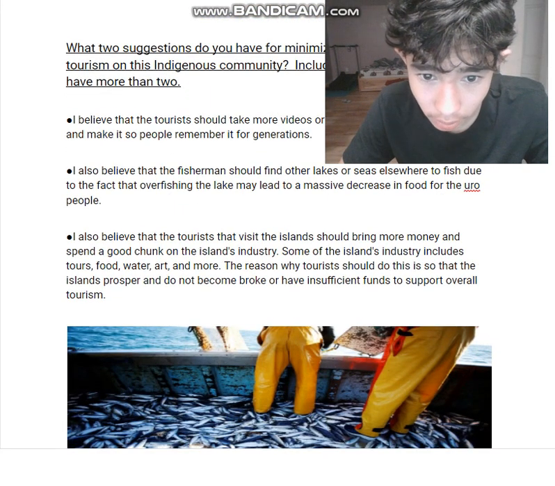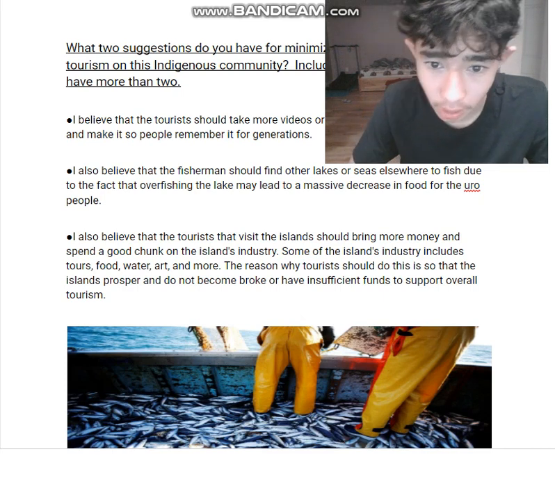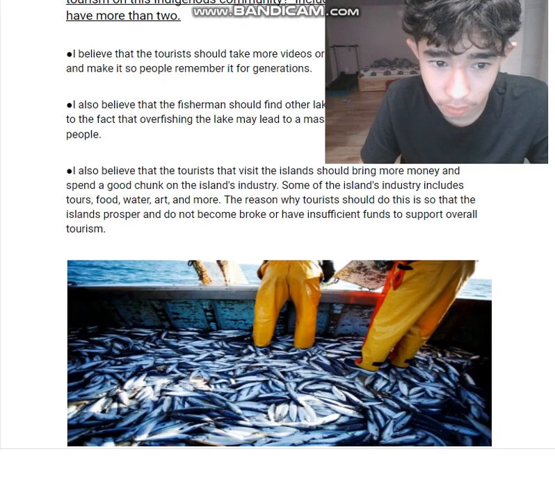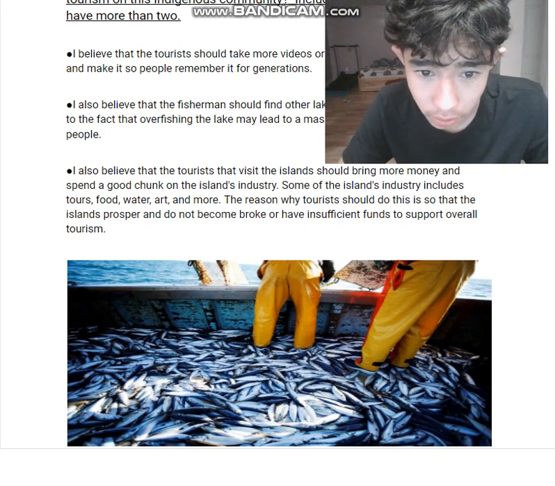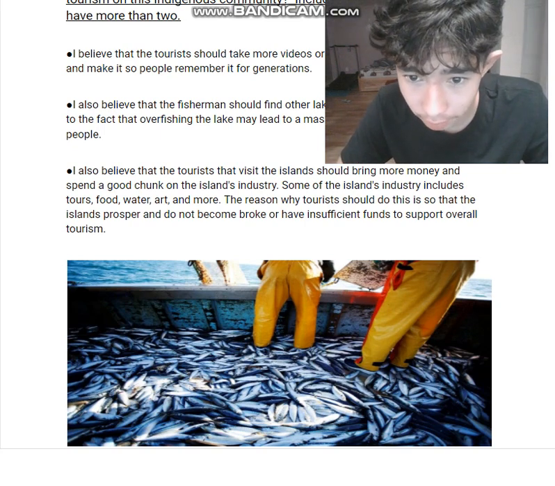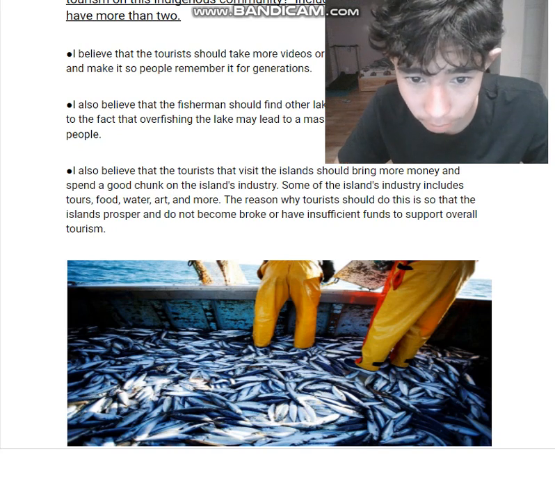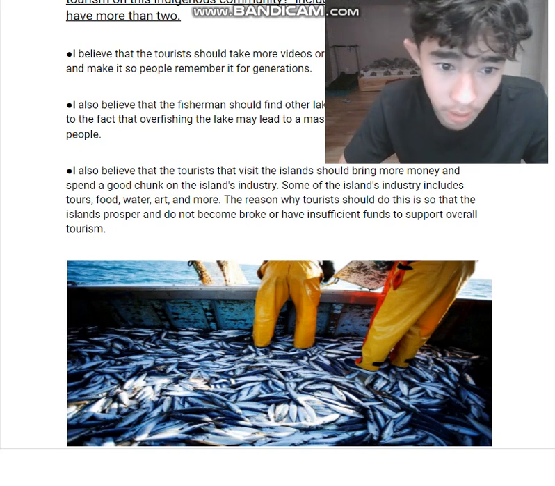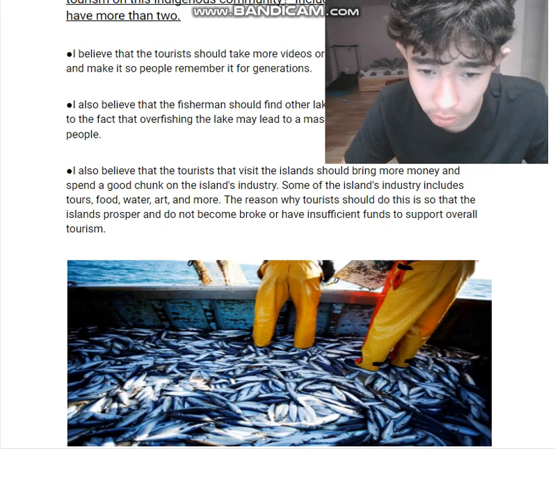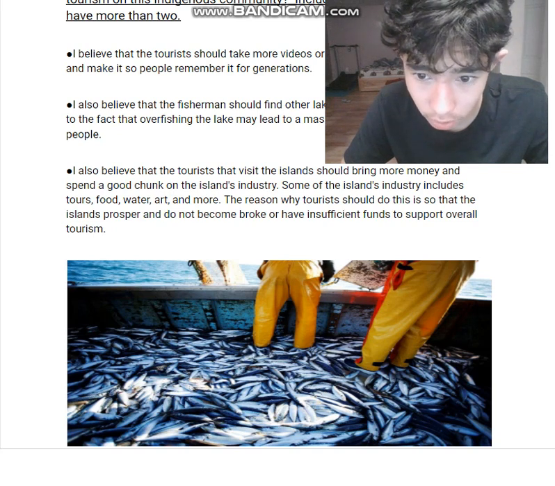What two suggestions do you have for minimizing harmful impacts of tourism on this indigenous community? Include other suggestions if you have more than two. I believe that the tourists should take more videos or pictures to solidify the Uros culture and make it so people remember it for generations on generations. I also believe that the fishermen should find other lakes or seas elsewhere to fish due to the fact that overfishing the lake may lead to a massive decrease in food for the Uros people.